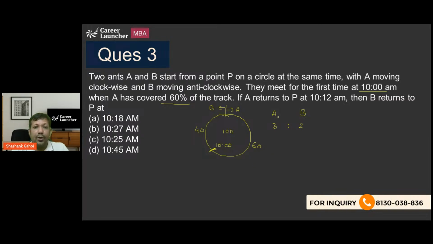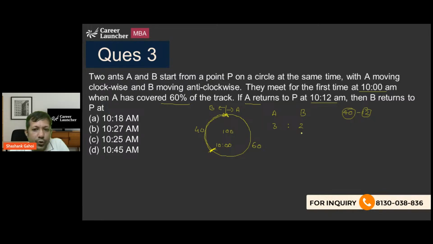Now it says A returns to P at 10:12. So A is going to cover a distance of 40 in 12 minutes, because A is here at 10 o'clock and at 10:12 he reaches here again. So A is going to cover a distance of 40 in 12 minutes. So the time taken by A is 12 minutes to cover a distance of 40.